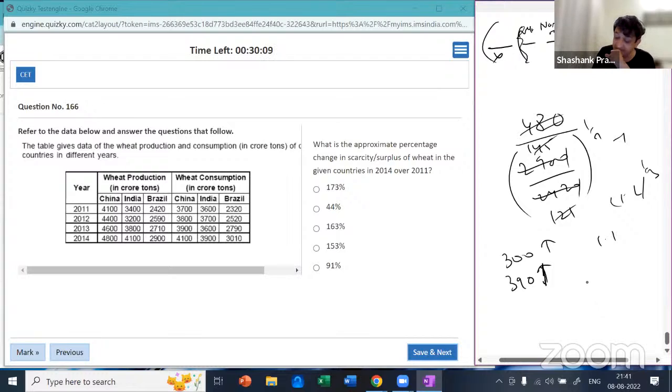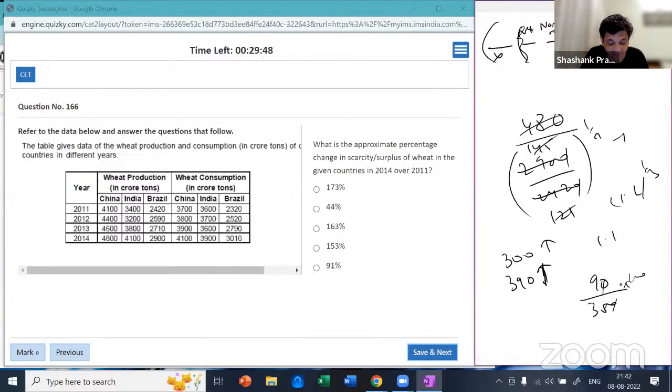So 2014, 390 by 310, 1.3. Percentage change, okay? So 90 by 300. So 900 by 30%. Okay, I am messing up something. Okay, wait, let me see.